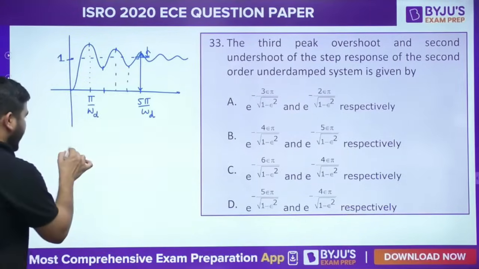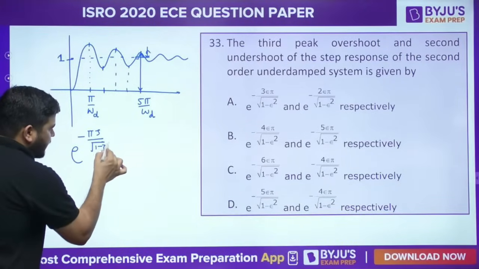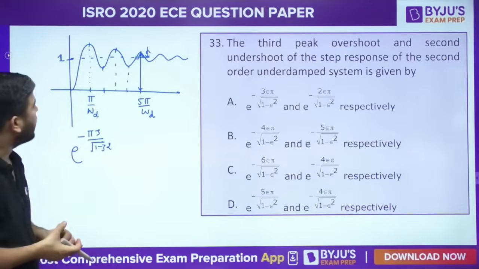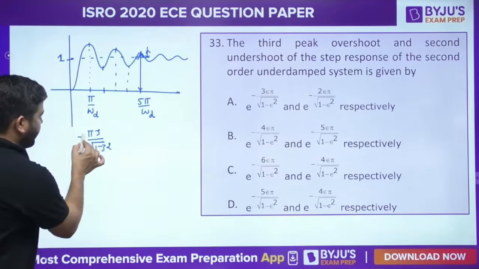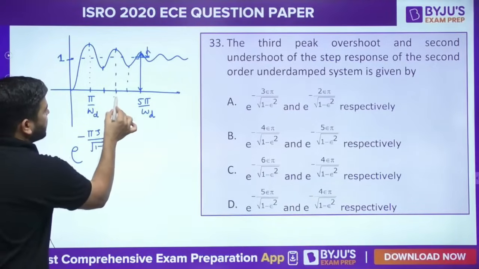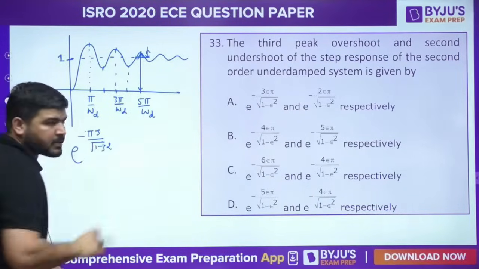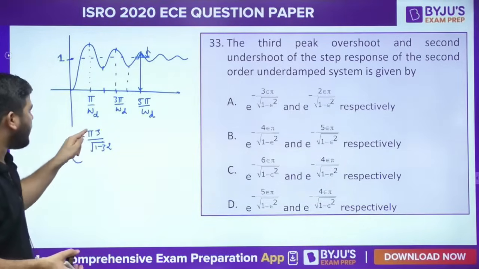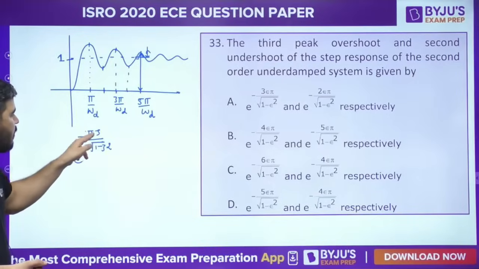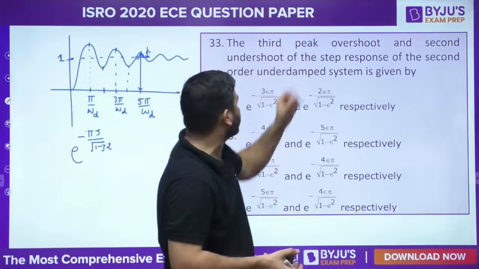So the first overshoot came out to be e to the power minus pi zeta divided by root of 1 minus zeta square. This is the first overshoot. Now for the second overshoot, you have to put 3 here, because you know that this time is 3 pi by omega d. So here you will get 1 extra factor of 3. Now for the third overshoot, you will have 5 here. It means e to the power minus 5 pi zeta divided by root of 1 minus zeta square is the third peak overshoot.